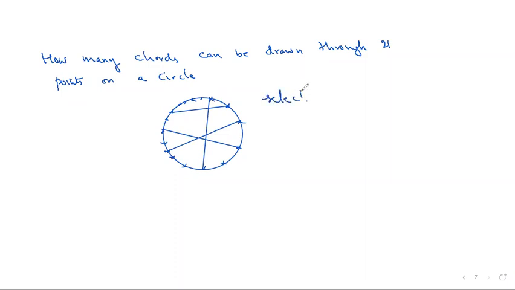It is a selection of 2 points from 21 points, 21C2. Do you agree with this statement? Yes, sir. Every selection of 2 points from 21 points, we will get a chord.